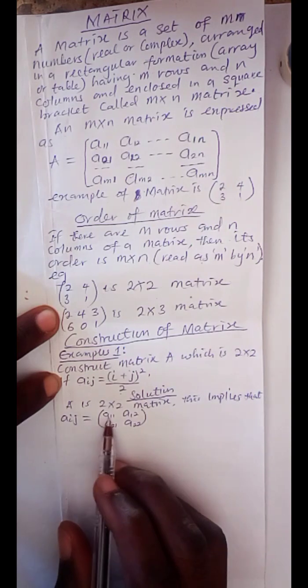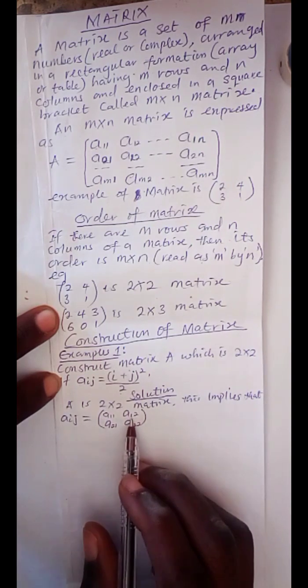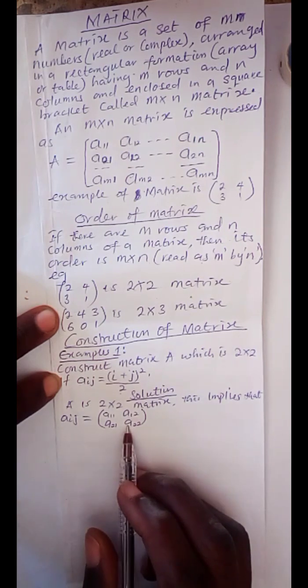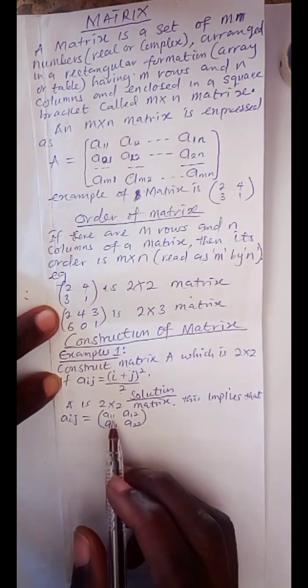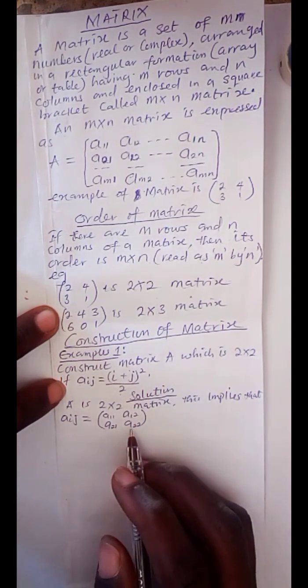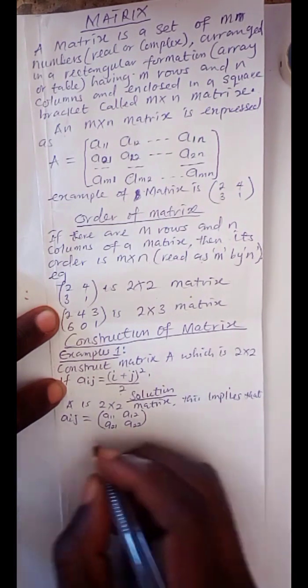A11, that is element of row 1 column 1, element of row 1 column 2, element of row 2 column 1, element of row 2 column 2. Now we are going to use this representation in order to find their values, but we are given already.